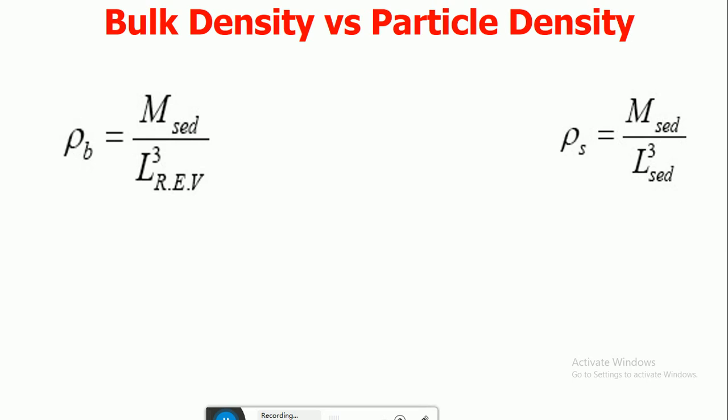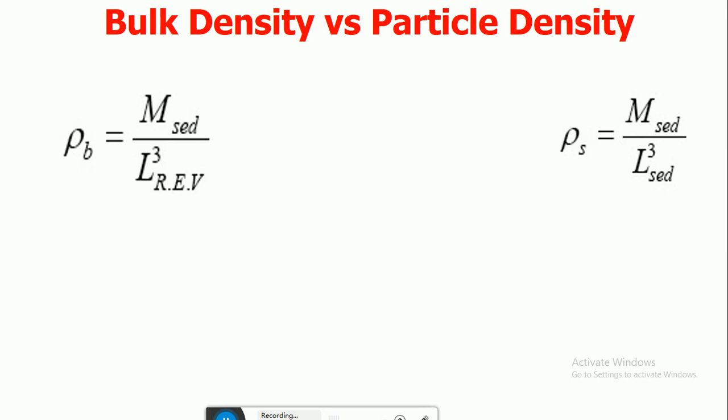Now, one important thing is the REV. REV is the representative elementary volume. To describe the terminology used for porosity or any other aquifer parameter, it is useful to first define the concept of representative elementary volume. The REV is a volume of aquifer over which the porosity, for example, is describable by a single value. For most rock and soil, the particle density is 2.65 gram per centimeter cubed.